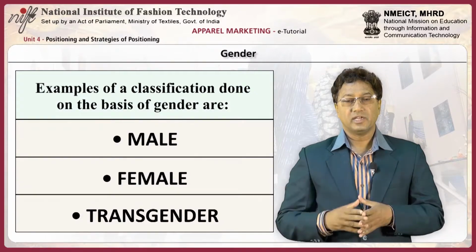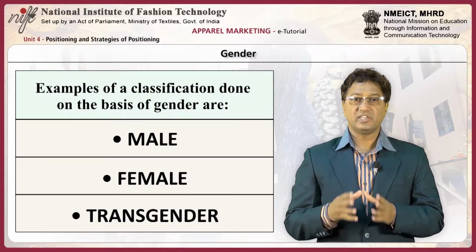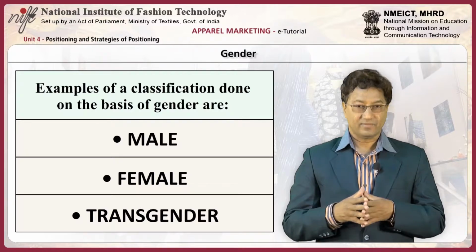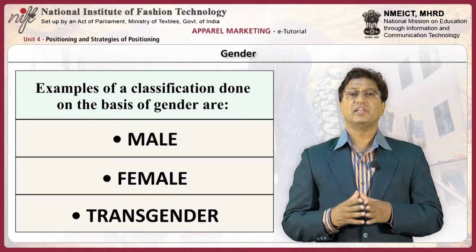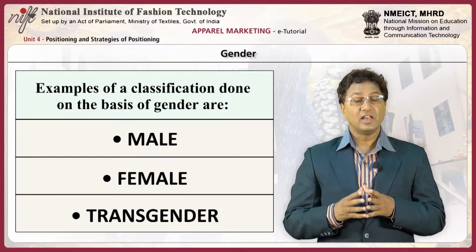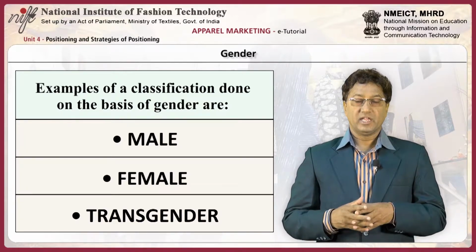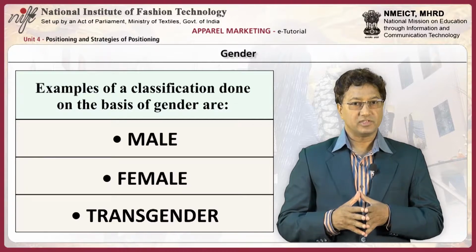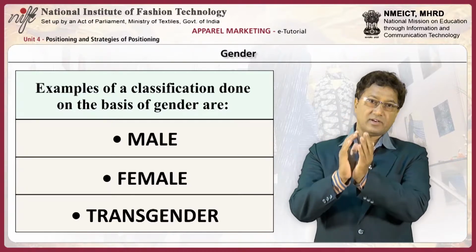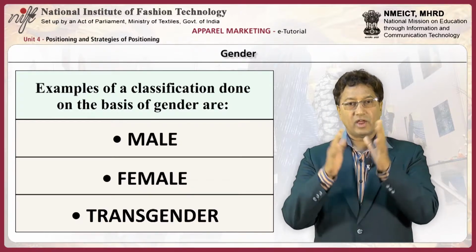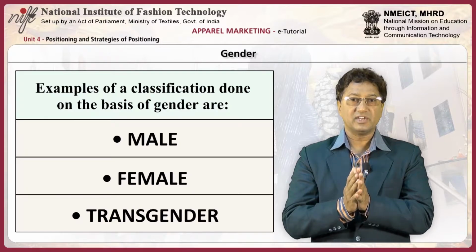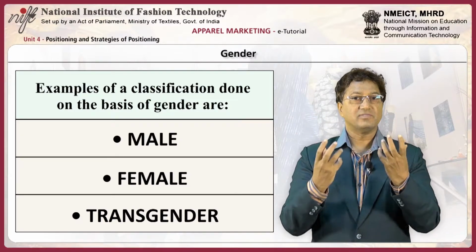Now let's come to the demographic segmentation itself, the classification done on the basis of gender. The examples of classification done on the basis of gender are male, female, and today even the transgenders are given importance. Because the needs and wants of men would differ from women. So we have to develop or design different merchandise and different marketing mix for each of these segments.